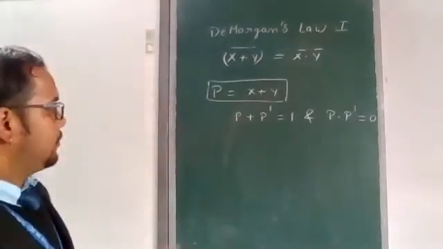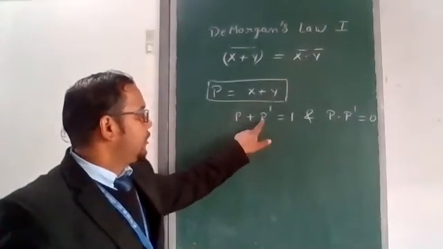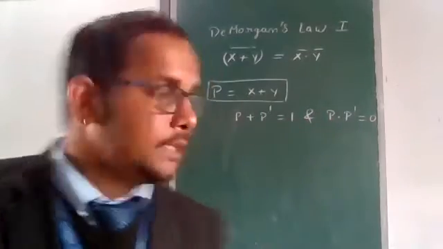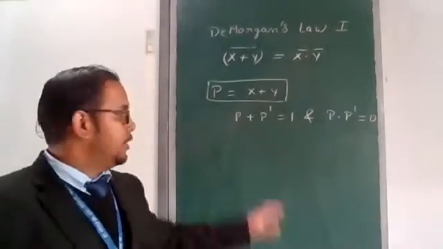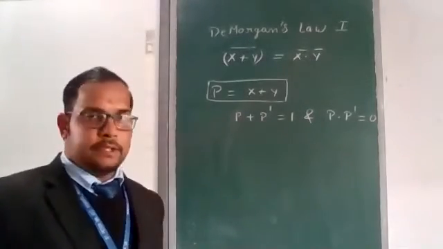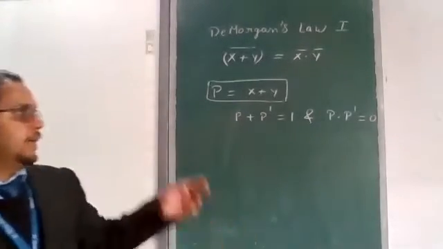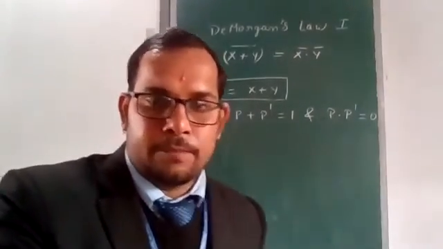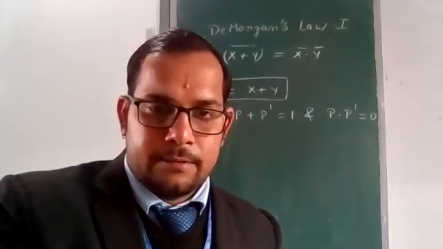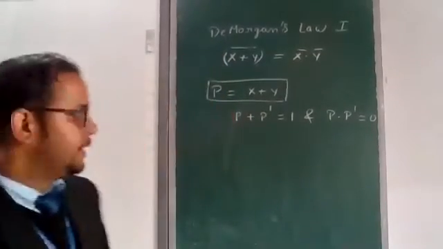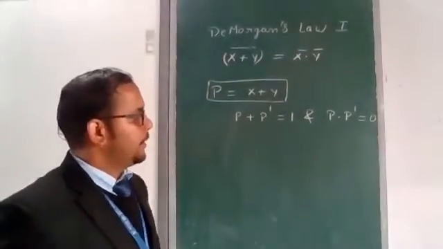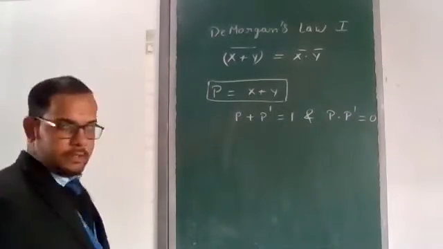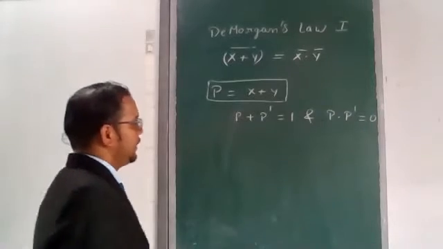Then by the help of this, p plus p complement equals 1 and p dot p complement equals 0. This is the complement law. According to the complement law, p plus p complement, just like x plus x complement equals 1 and x dot x complement equals 0. So put the value of p here.